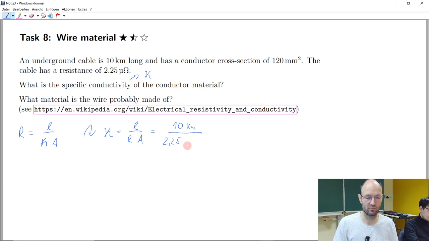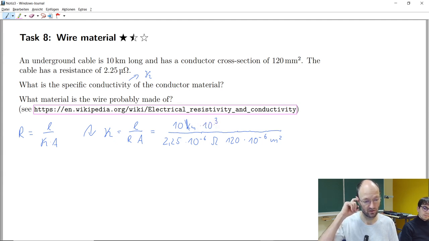2.25 microohm. So micro is 10 to the power of minus 6 ohm, and cross-sectional area is 120 square millimeter, and we already discussed that square millimeter in the last task is 10 to the power of minus 6 square meter. And the kilo here from the kilometer is the same as 10 to the power of 3. Okay, so we have lots of powers of 10. And if we check the units, 1 over ohm is Siemens, and 1 meter will cancel with the square meter, so we get Siemens per meter, which is nice.